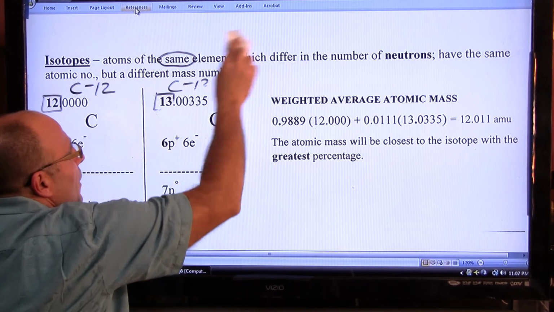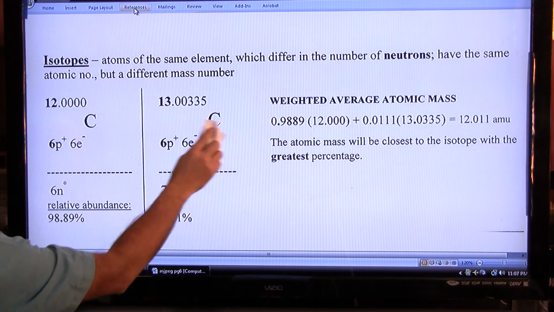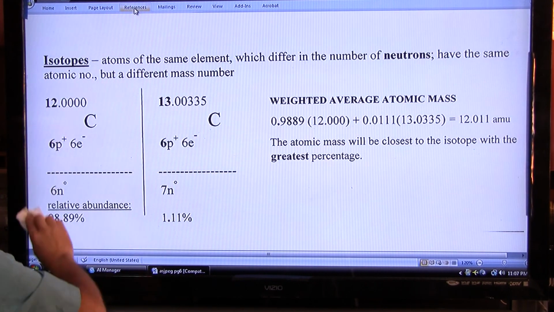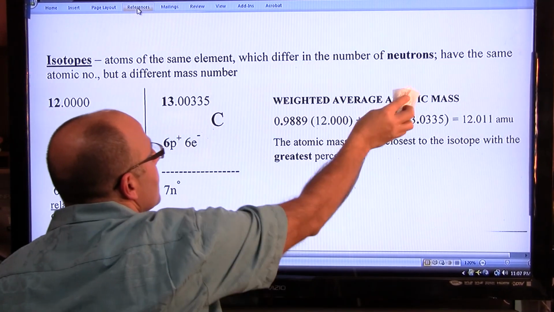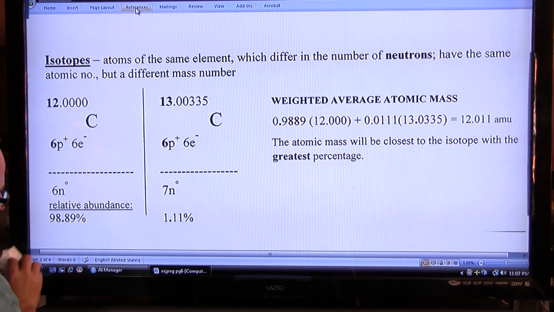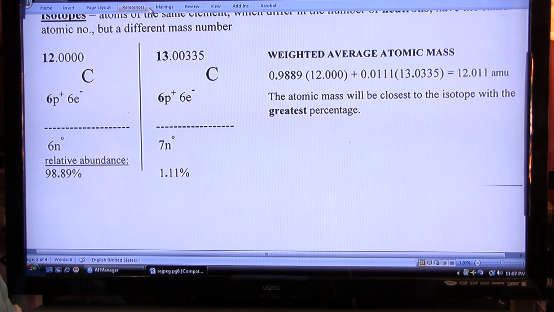Otherwise, it's just a simple multiple choice that emphasizes the fact that isotopes are atoms of the same element that differ in the number of neutrons. Okay, now that we have isotopes down and we have our pen down, let's go a little bit further.